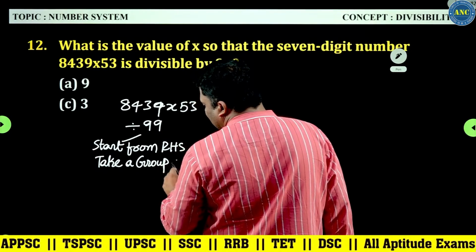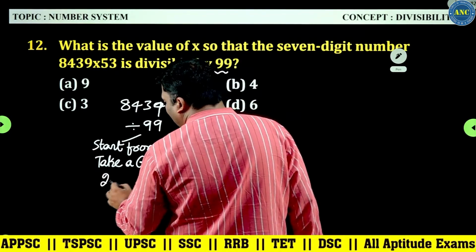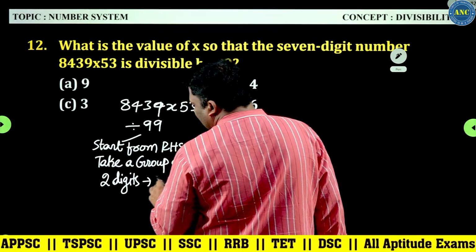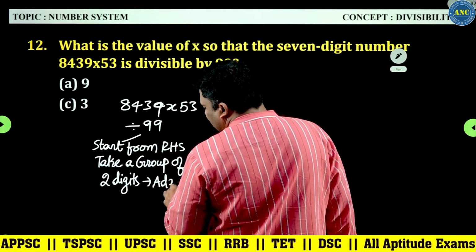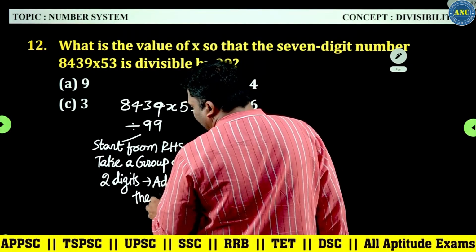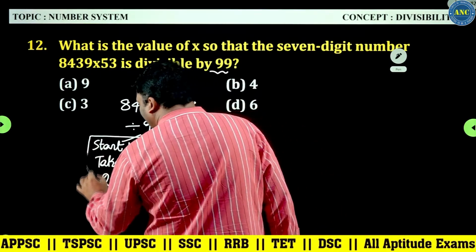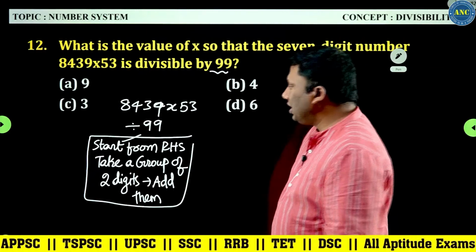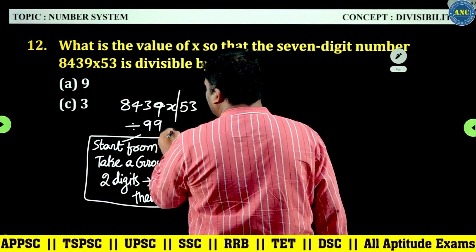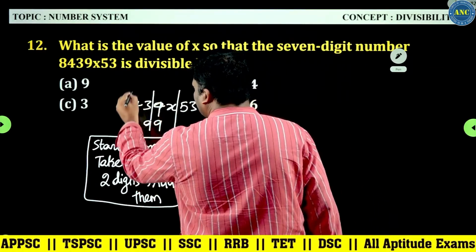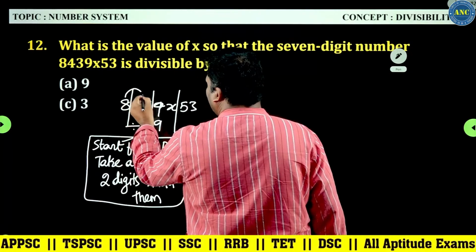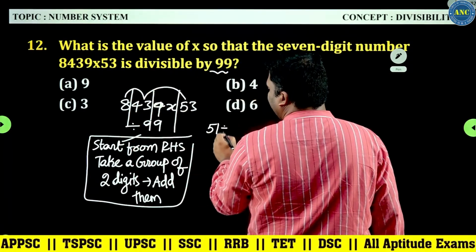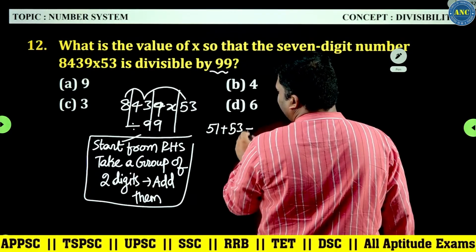Start from the right-hand side, take a group of 2 digits and add them. This is the divisibility rule for 99. Start from the right-hand side, take a group of 2 digits and add them. 8 plus 43 is 51. 51 plus 53 plus 4X.